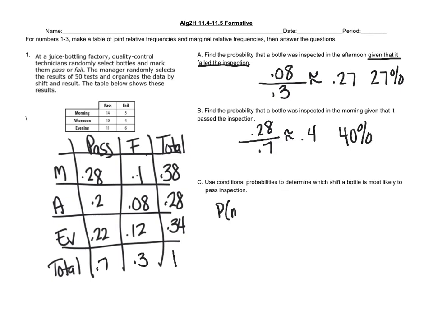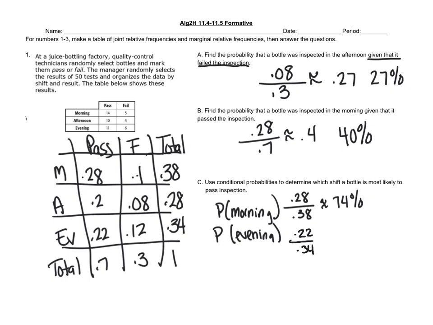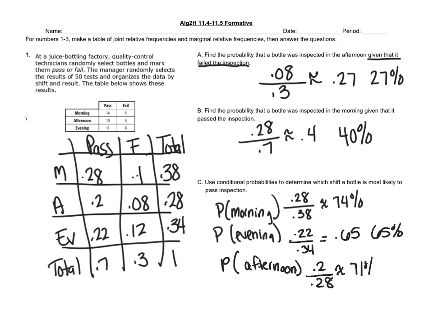So passing in the morning, it's 0.28 over 0.38, which is roughly 77.4%. Pass in the evening is 0.22 over 0.34, which is 0.65 or 65%. And then pass in the afternoon is going to be 0.2 over 0.28, which is 71%. So it's most likely to pass in the morning.